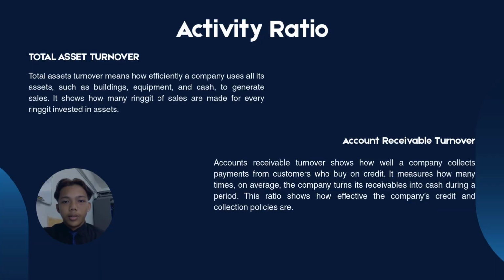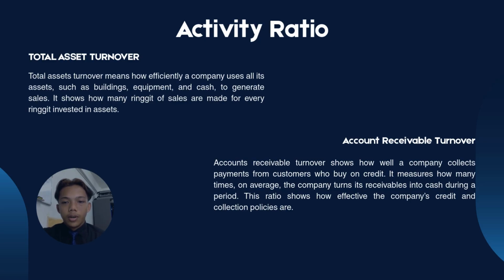Okay, now for activity ratio. The first one is total asset turnover. Total asset turnover means how efficiently a company uses all its assets, such as buildings, equipment and cash, to generate sales. It shows how many ringgit of sales are made for every ringgit invested in assets. A high total asset turnover means the company is using its resources effectively to produce more income, while a low ratio suggests the assets are not being used effectively.